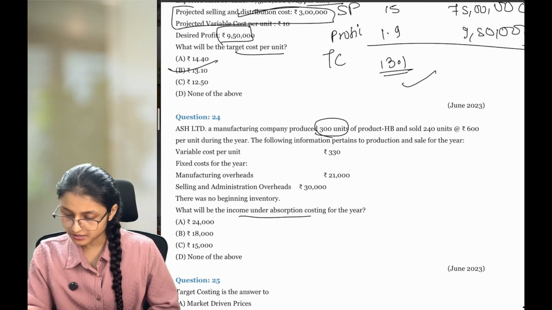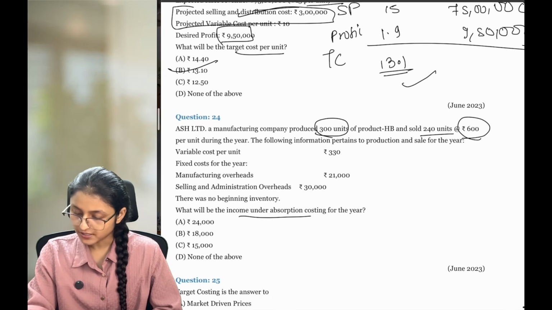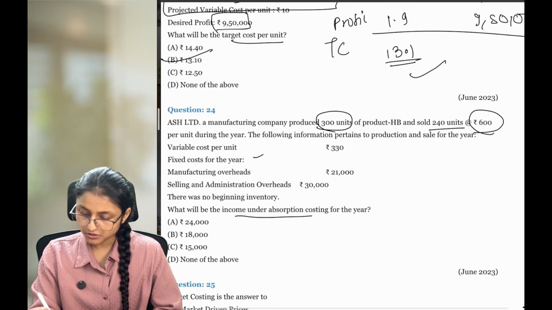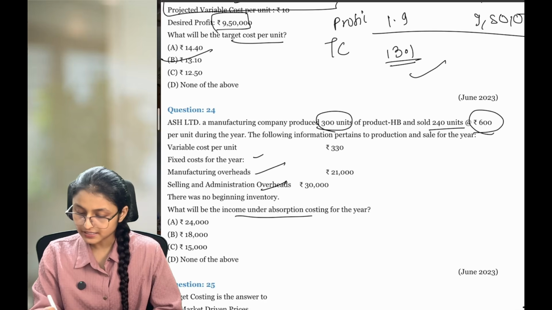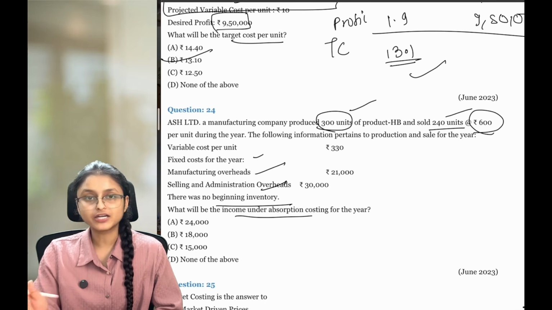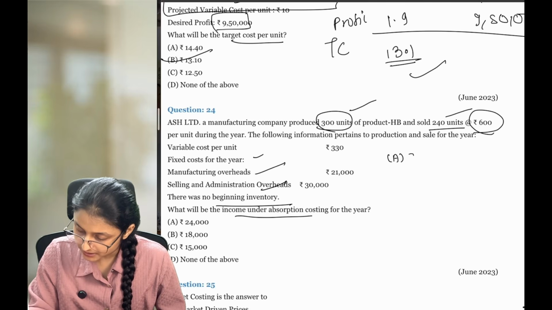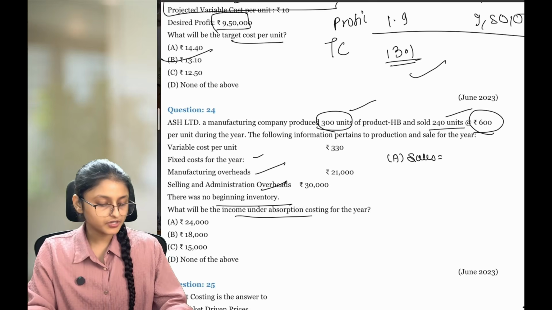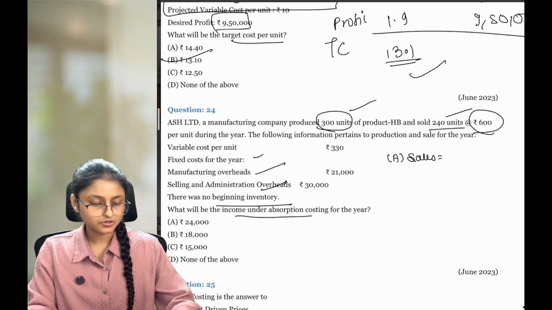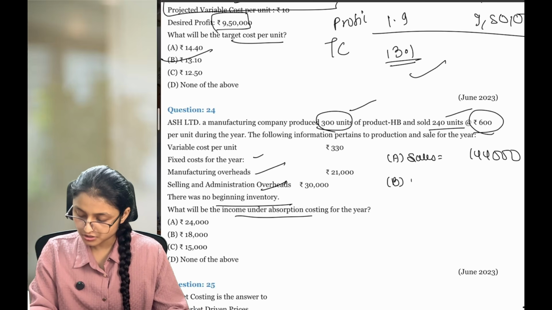We are producing 300 units and selling 240 units at a selling price of 600. The following information is given to you: variable cost, fixed cost for manufacturing and selling, and no opening inventory is there. So if you are producing 300 and selling 240, that means 60 is going to be your closing stock. So let's calculate. First we are going to calculate the sales amount, which is 240 into 600 rupees, that is equal to 1,44,000. Then your cost of production, which is also known as production cost.